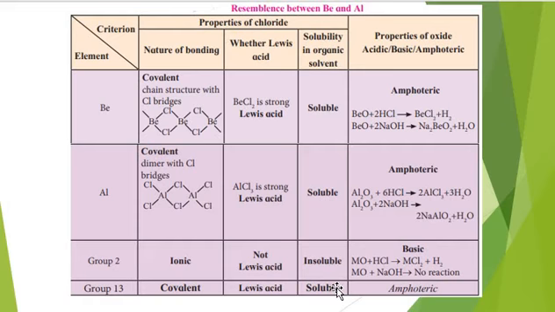And if we talk about the group 2 element, they used to have a basic nature. That is why they react with acid to give salt and hydrogen gas. They would not react with any alkali like NaOH. Group 13 oxides are generally amphoteric. So this is the similarity between beryllium and aluminium.